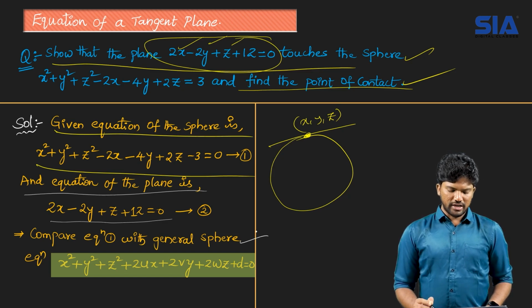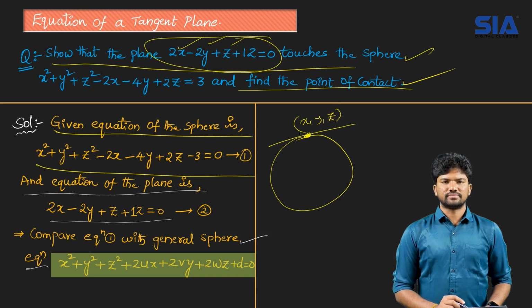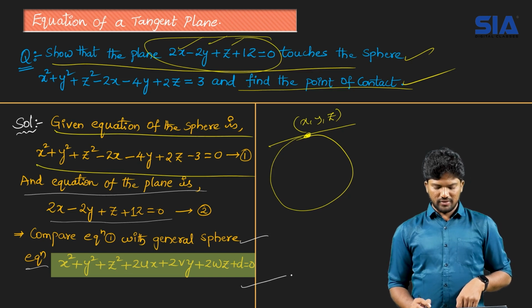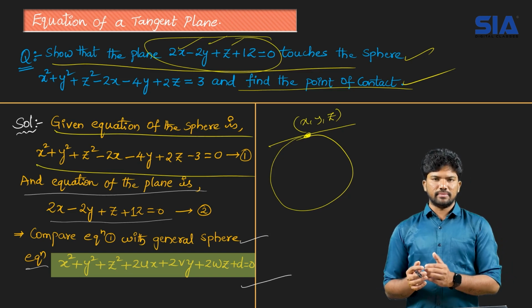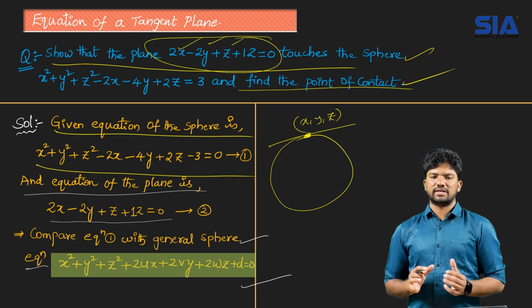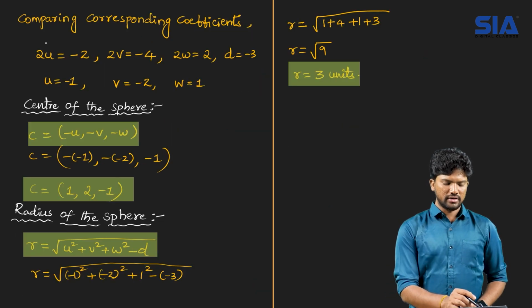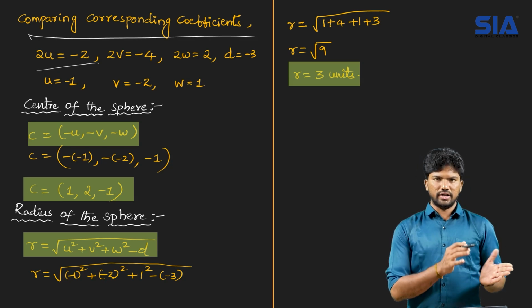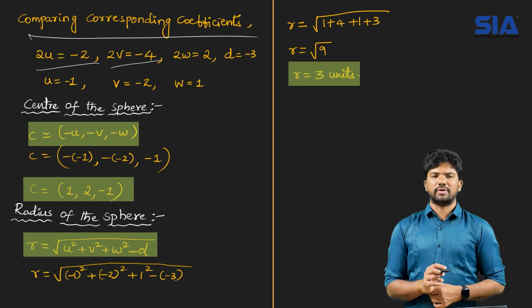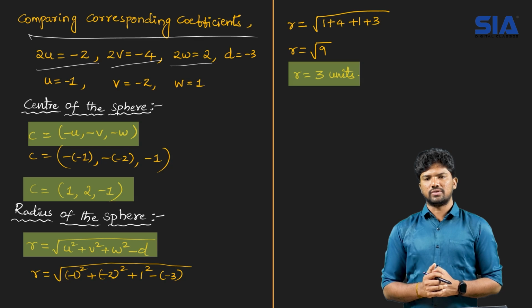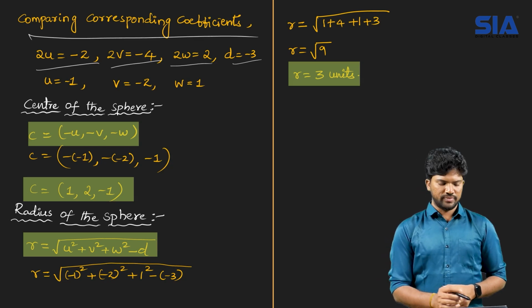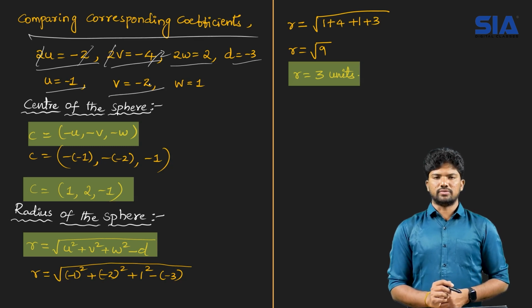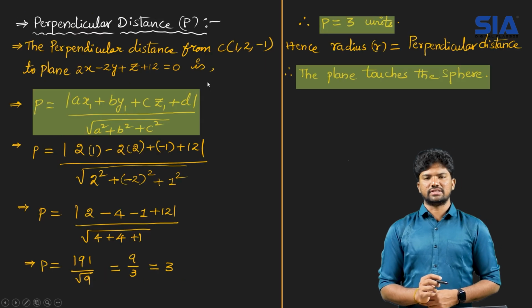Compare equation number 1, the given sphere equation, with the general form. What is the general form? x square plus y square plus z square plus 2ux plus 2vy plus 2wz plus d is equal to 0. After comparing the corresponding coefficients, 2u is equal to minus 2, 2v is equal to minus 4, 2w is equal to 2, and the constant d is equal to minus 3. The 2s get cancelled, so u is equal to minus 1, v is equal to minus 2, w is equal to 1.